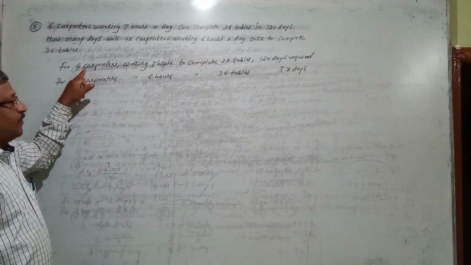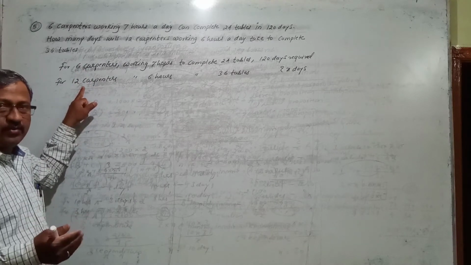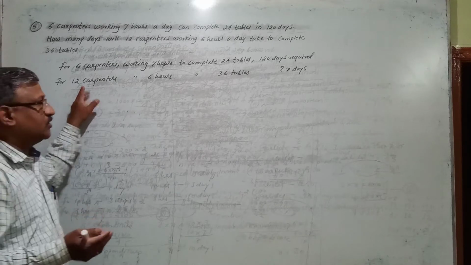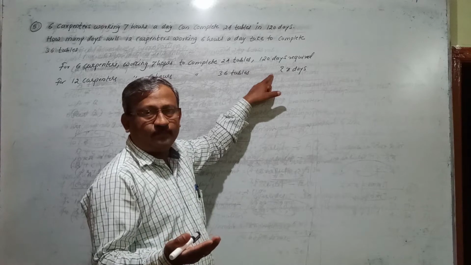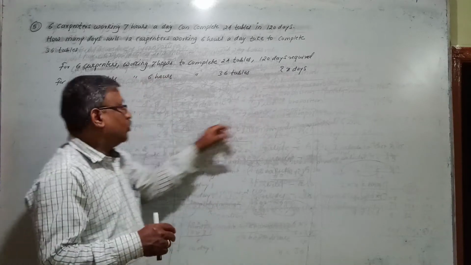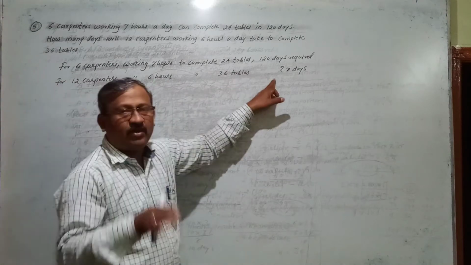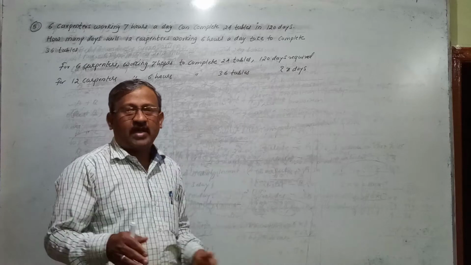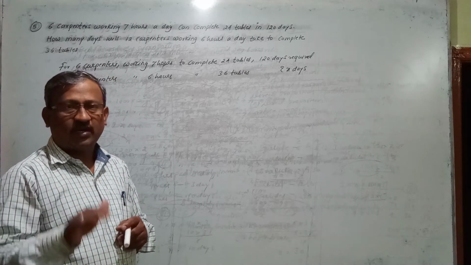So instead of employing 6 carpenters, if you employ 12 carpenters, means if you increase the number of carpenters, in how many days are required to complete that work, right? More days are required or less days are required, that you have to see. So if there are more carpenters working, the number of days required will be less. So as the number of workers to do the work increases, number of days required to do the work decreases.